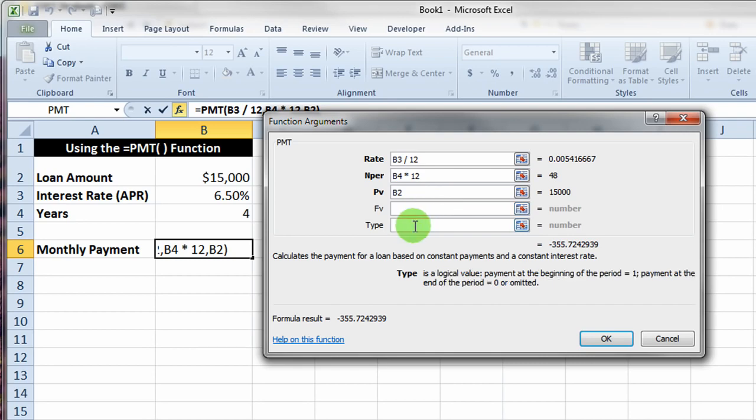And then the type of the loan is simply, are you paying at the beginning of the payment period or at the end of the payment period? And typically you make a payment at the end of the period, and so that's what it assumes for those values. So let's click OK and see what we get.